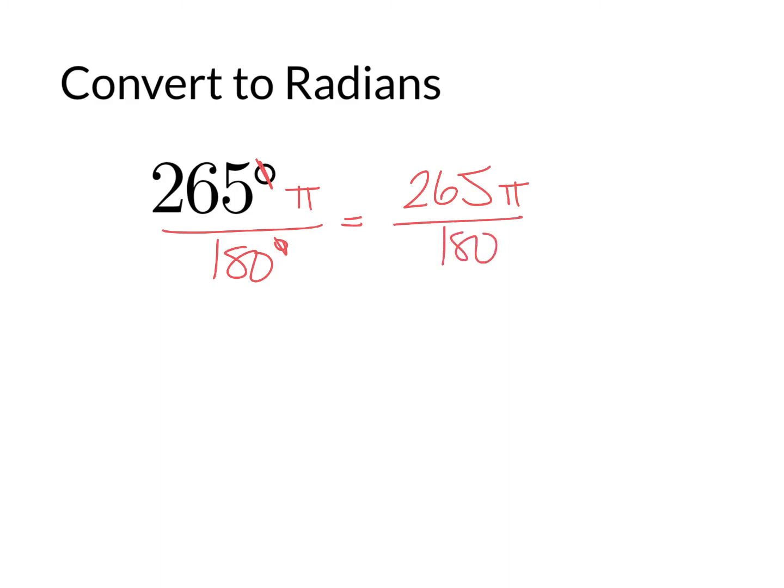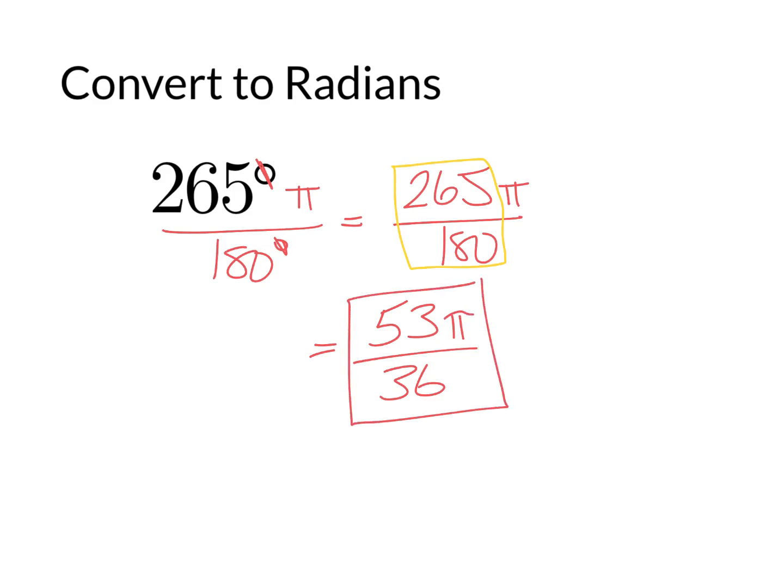We do need to simplify the fraction, so we ignore the pi initially. Use math, enter, or however you want to simplify it, but that simplifies to 53 over 36. So to finish it off, we put the pi back in there, and there's our radian measure.